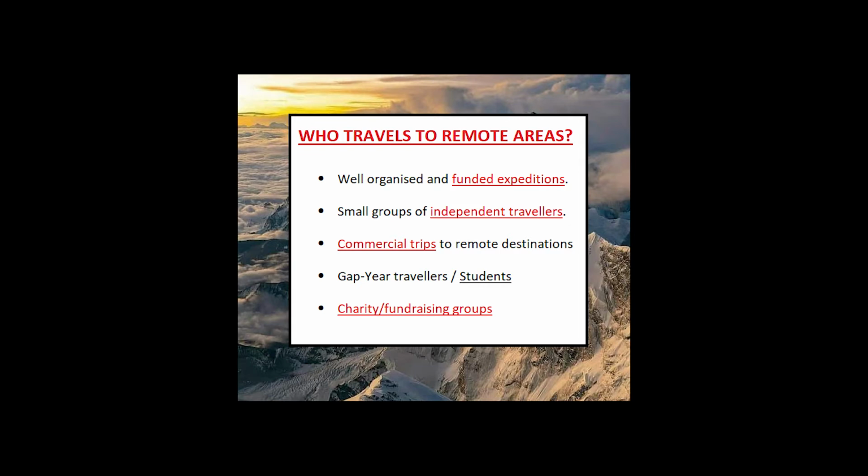Yuichiro Miura, I believe in 2013, got to the top of Everest at the age of 80.